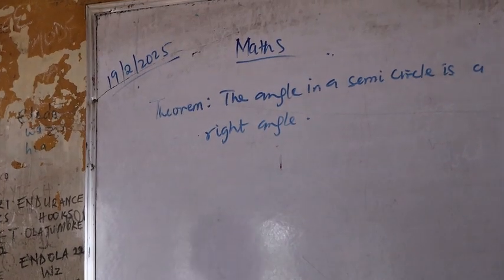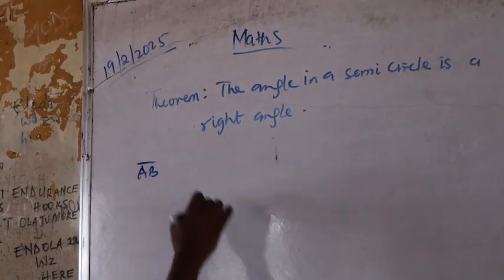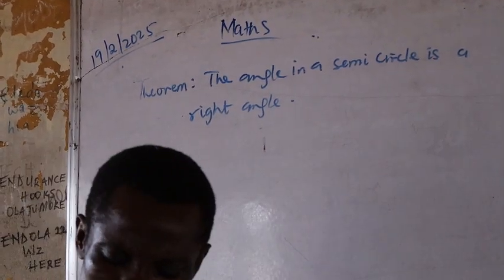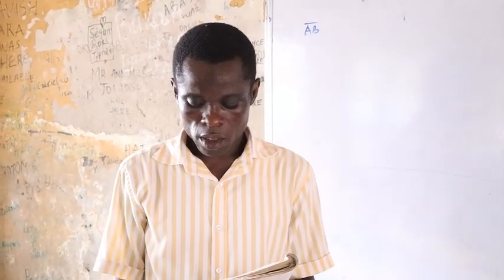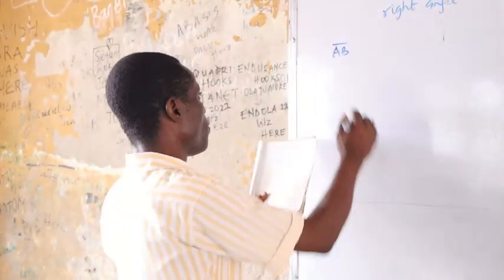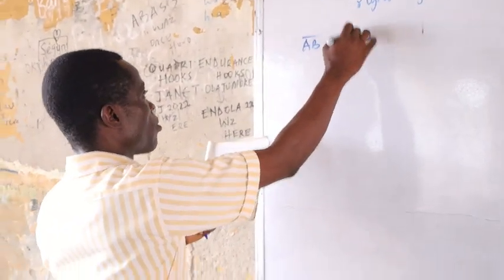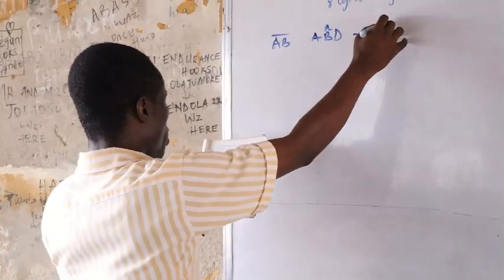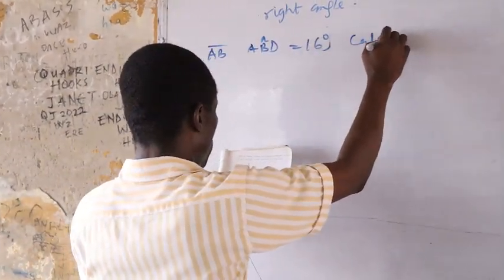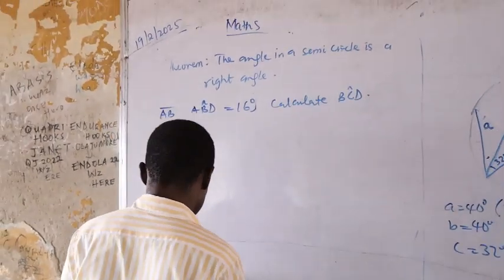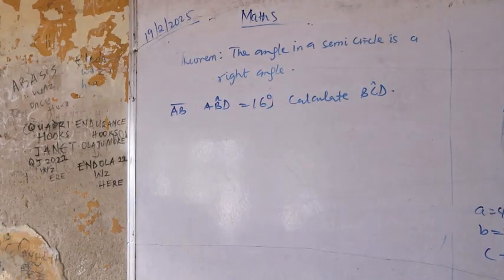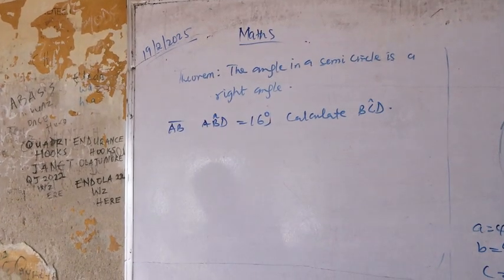AB is a diameter of semicircle ABCD. Full stop. If ABD is equal to 16 degrees, calculate BCD. Now let me still draw the diagram on the board.